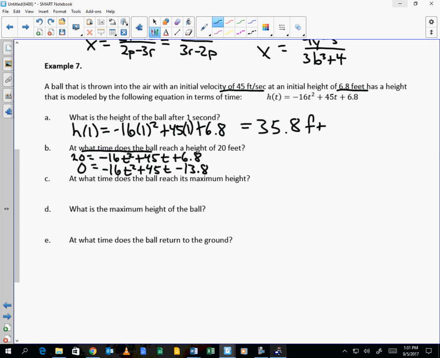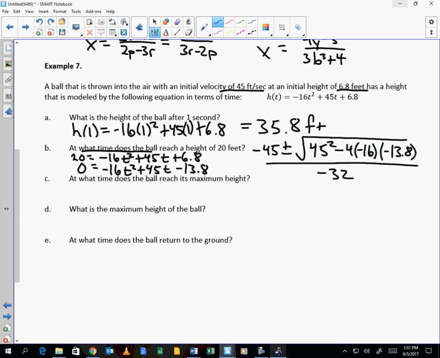Okay, it doesn't factor, so what are we going to do then? Quadratic formula. Okay, so negative b, negative 45 plus or minus the square root of 45 squared minus 4 times a, which is negative 16, times c, which is negative 13.8, divided by negative 32. Now, for those of you who maybe have the quadratic formula plugged into your calculator, you could just enter it that way.